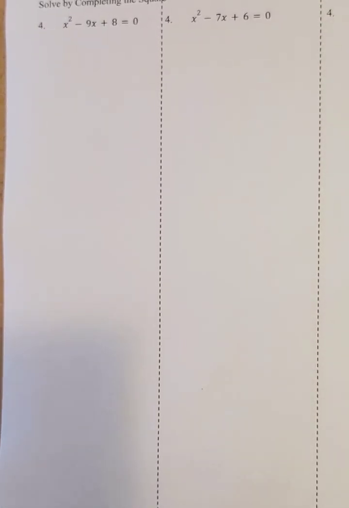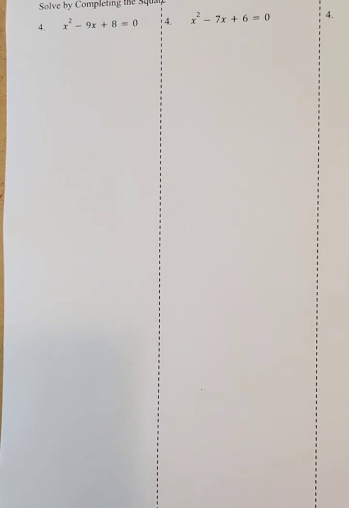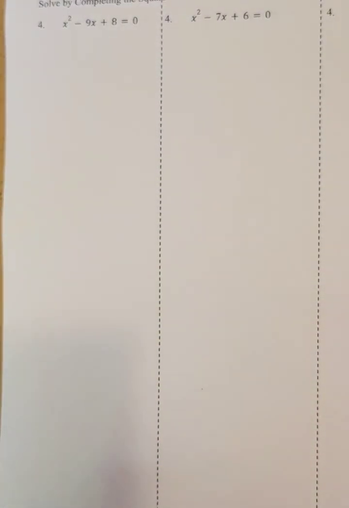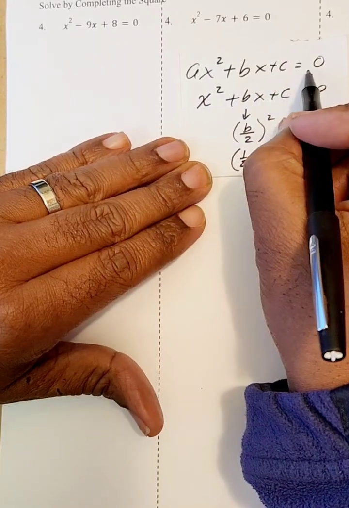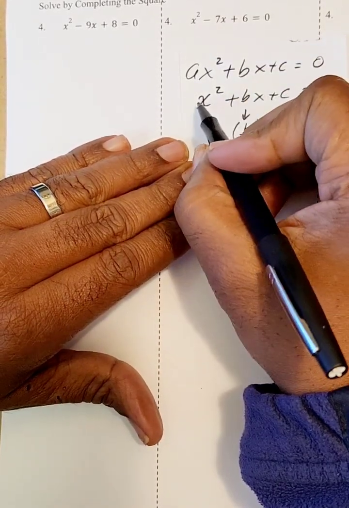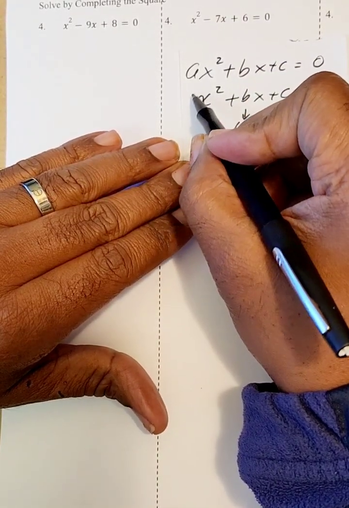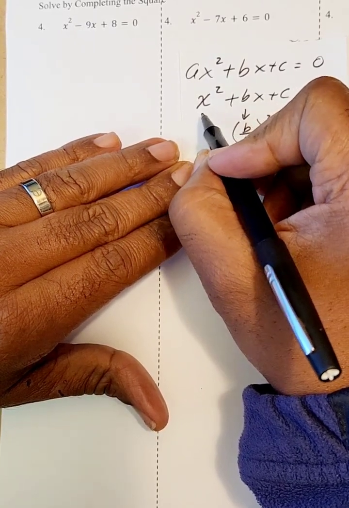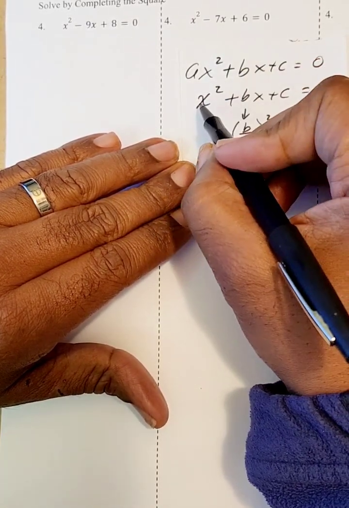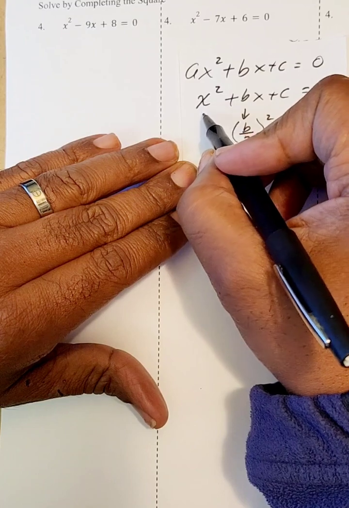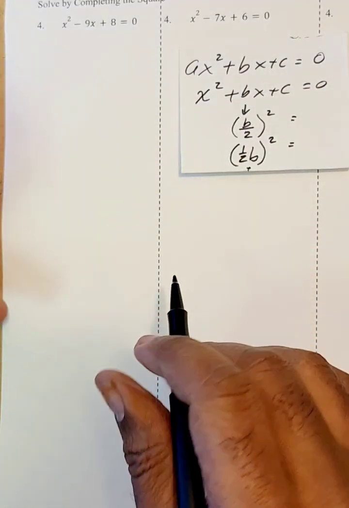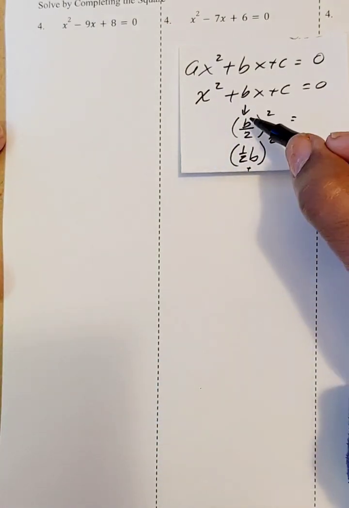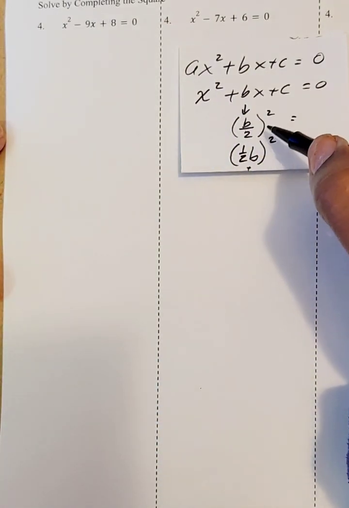22.4, solving quadratic equations by completing the square. Okay, this is the general look of a quadratic equation. We'll be solving quadratic equations by making sure the leading coefficient on the x squared is going to be 1. Okay, and then we're going to take half of the b term and then square it.